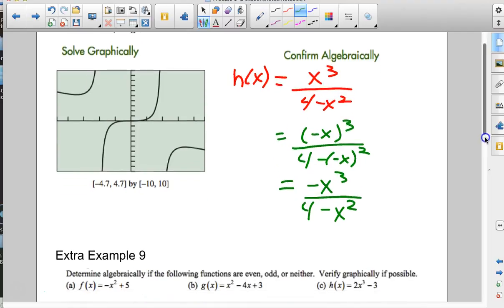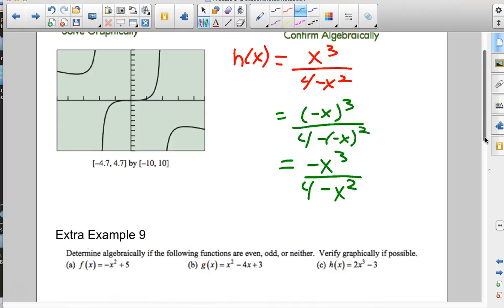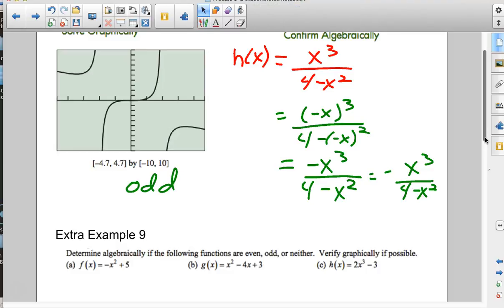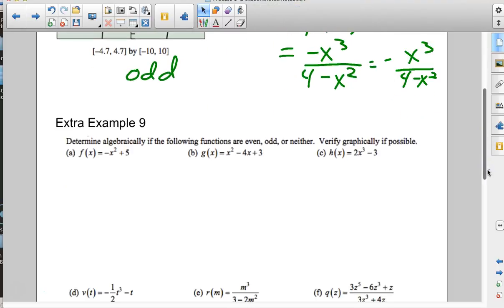And what we could do, remember, the negative goes in one position. It either goes in the top, it goes in the front, or it goes in the bottom. So we could pull it out front, and then it would be obvious to us, oh yeah, exactly. So it's either the top or the bottom that we're going to see that negative in there, but that's going to be our odd piece. Right there. So it's either in the top, or it's in the bottom, or it's out front, and then we can see it. So down here we have determine algebraically even, odd, or neither.